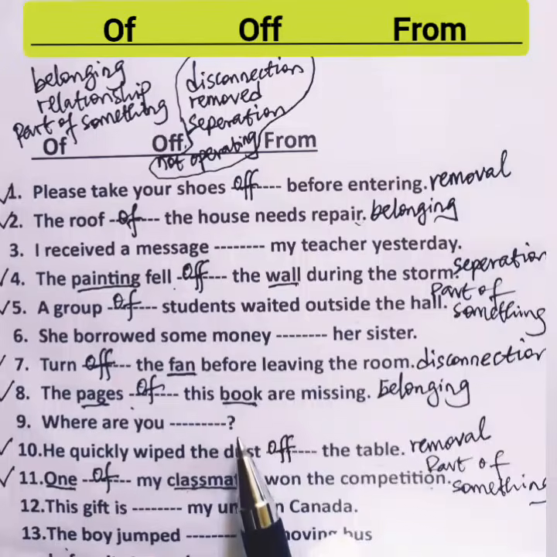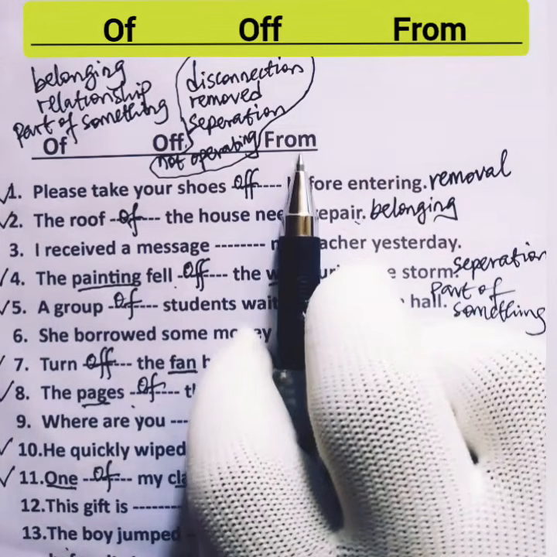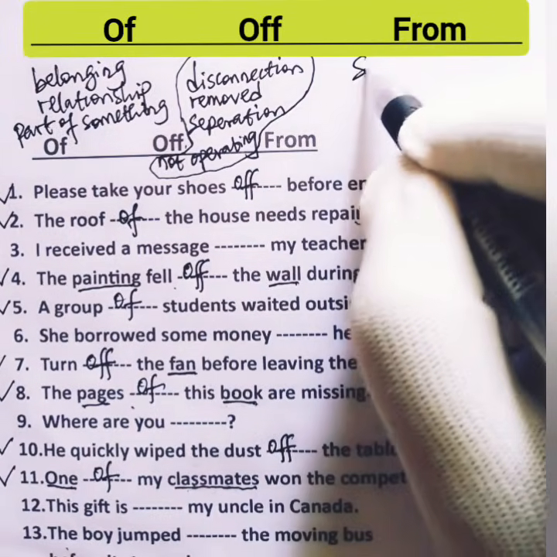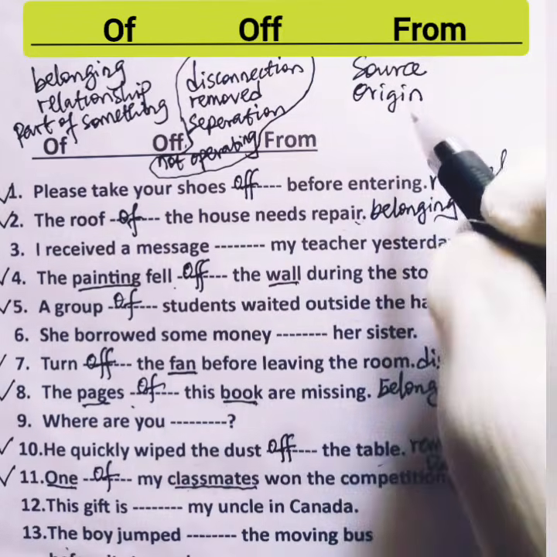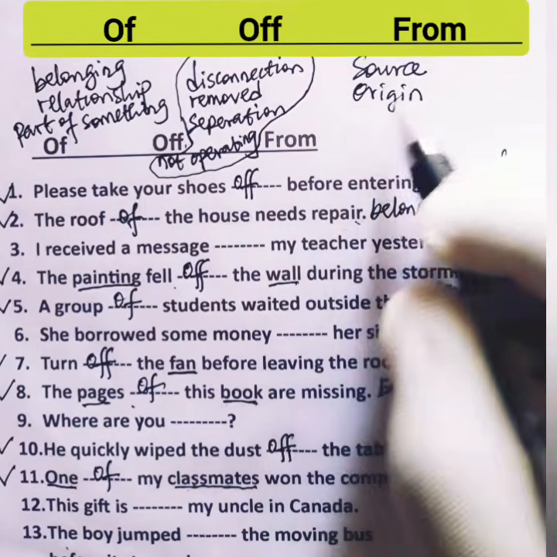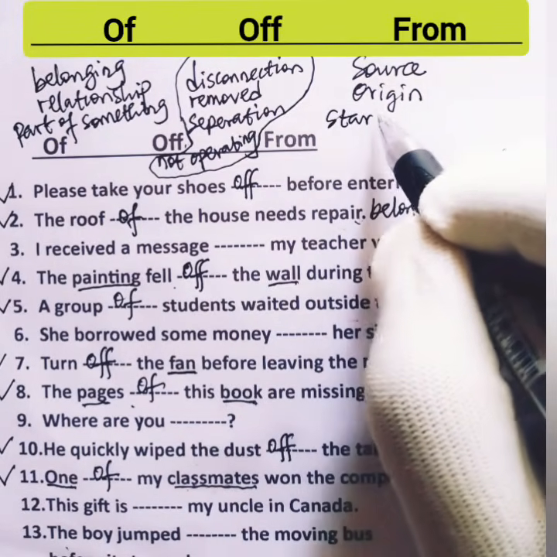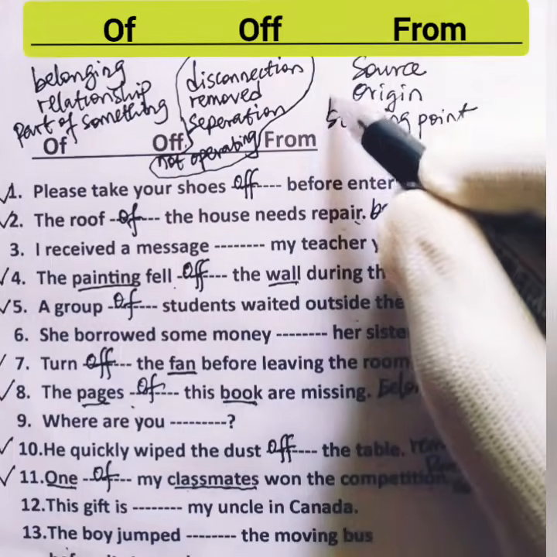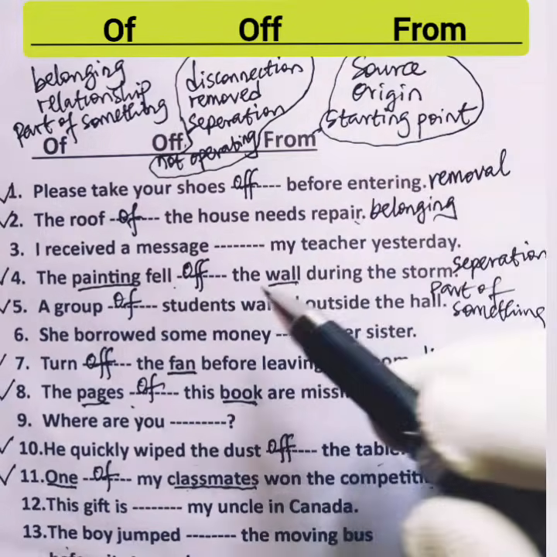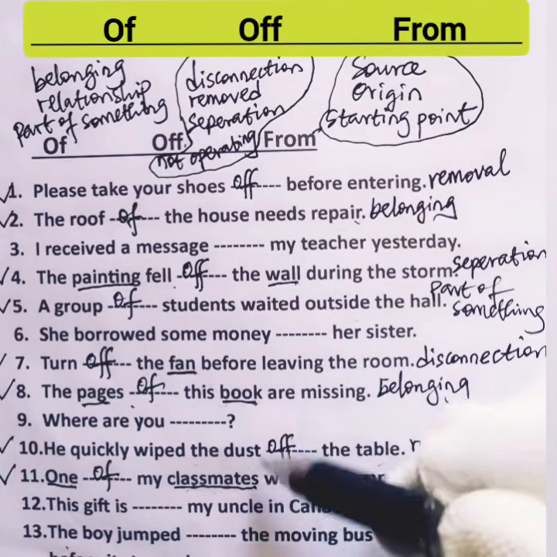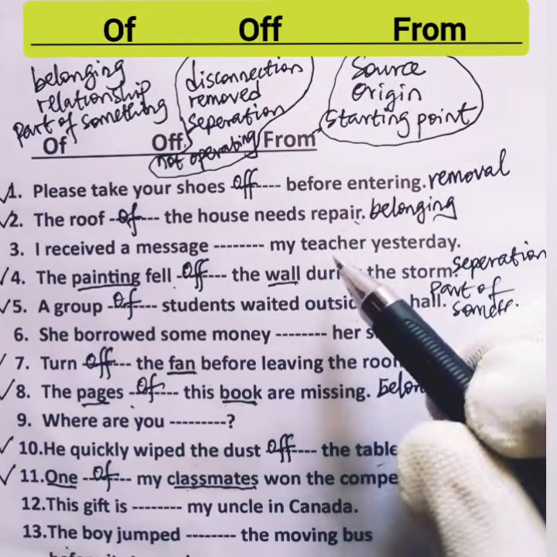Now let's look at the next one, which is from. We use from to show source or origin of something or someone. We can also use it to show the starting point of something. So when talking about all of these, use from. Now let's answer the remaining questions to understand better when to use from in a sentence, okay?